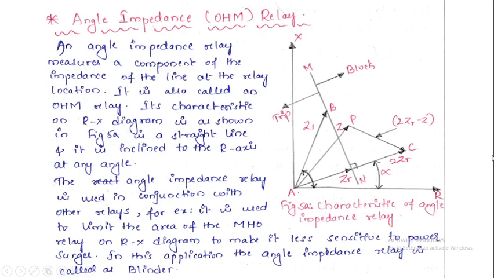So this is that characteristic we have, Mn, which is inclined to the R axis at any angle. At a particular angle it is going to have an inclination. So like this, for any angle we can consider.